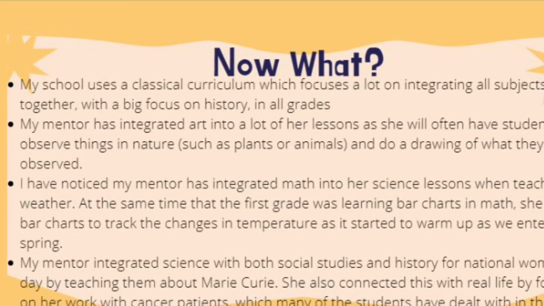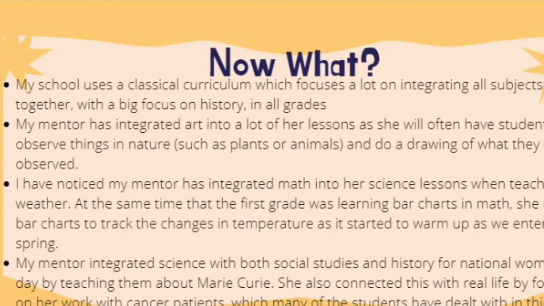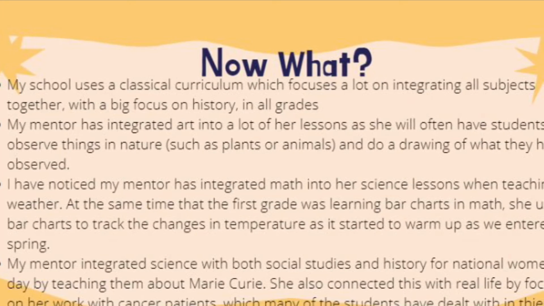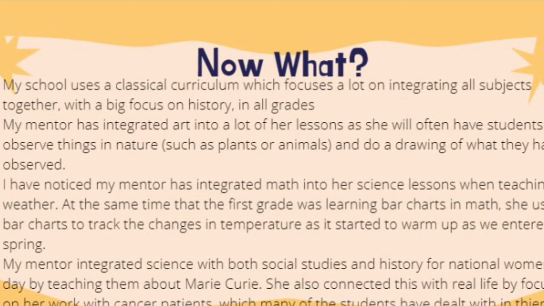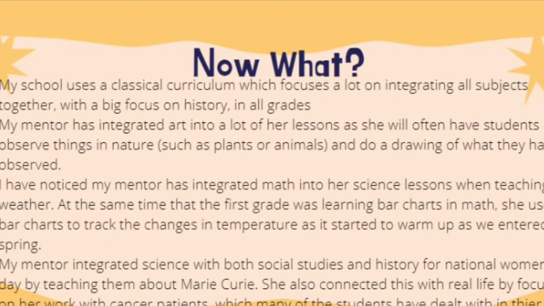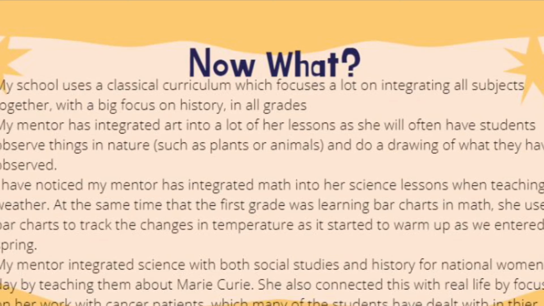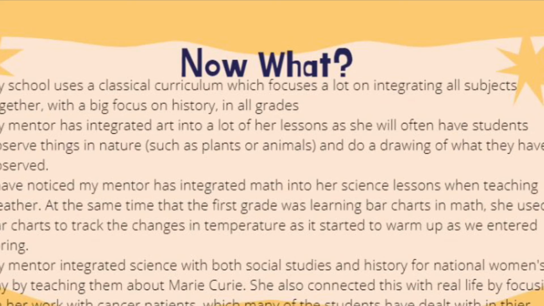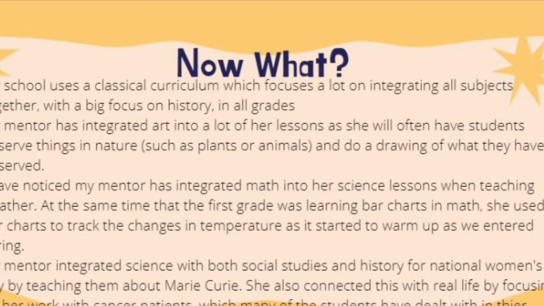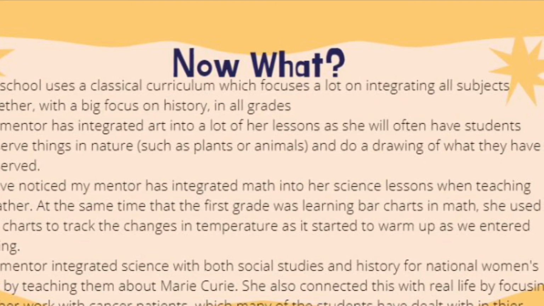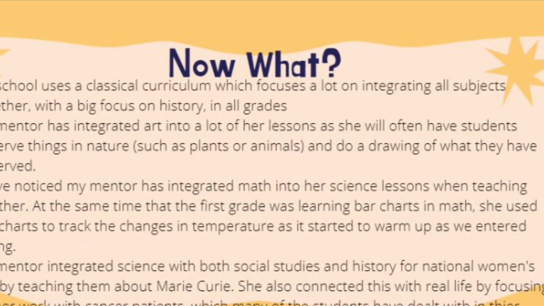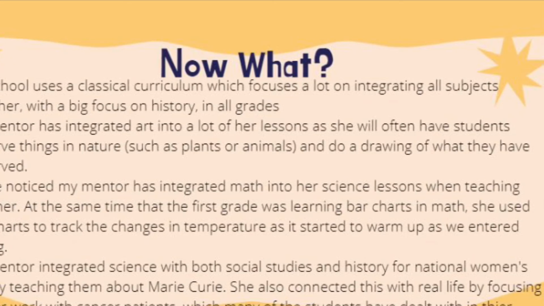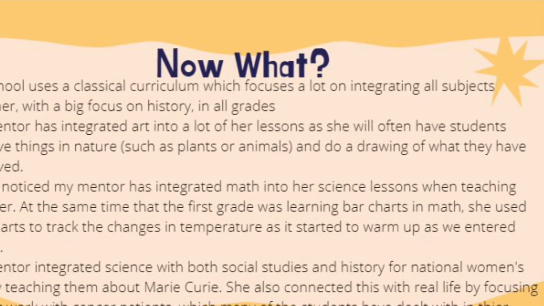So, some ways I've seen my mentor use the interdisciplinary teaching strategy in her lessons is by using art a lot. She has the students draw things they've observed in nature, like when she taught them about the changing in plants and animals. She also makes connections back to math by using charts to track the weather when she taught about weather. Something I thought was really cool was that she taught about Marie Curie for National Women's Day, and she focused on her discoveries in cancer treatments, which really helped the students to make a connection back to the real world, as everybody's dealt with someone in their family or someone they know that has cancer.